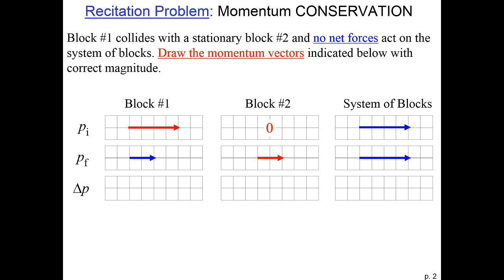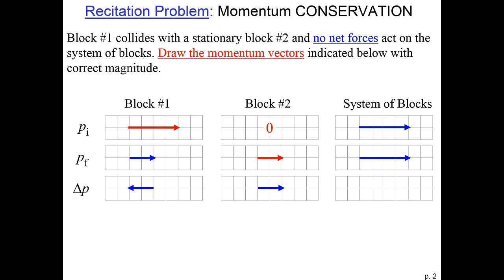So 2 plus 2 is 4, so that all checks out. We are also asked for the changed momentum of each block. Block number 2 changes from 0 to 2, so its momentum increases by 2, and the momentum of block number 1 changes from 4 to 2, so its momentum decreases by 2. So its momentum points to the left by 2.